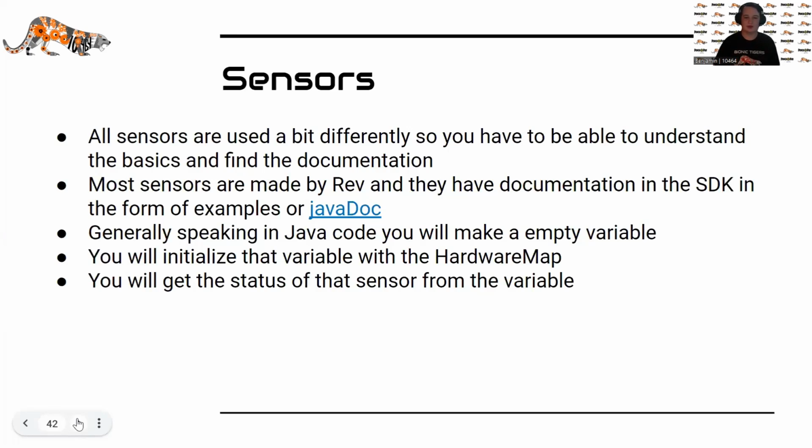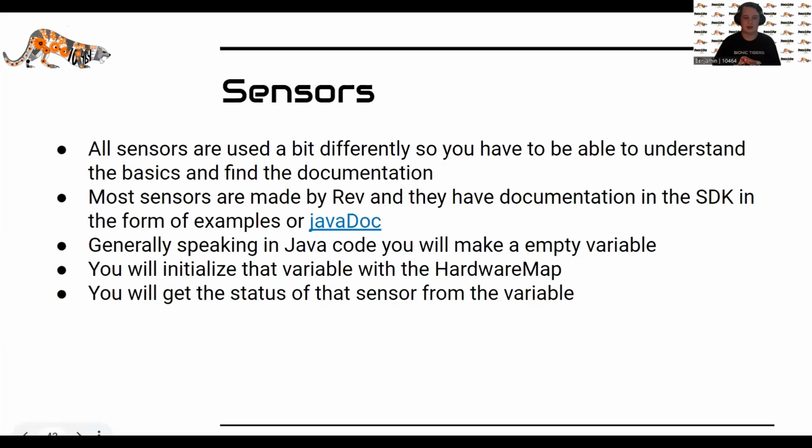Generally speaking, in Java code, you make an empty variable, and then you initialize the variable with the hardware map, just like motors and servos. And then you get the status of the sensor from the variable. So that could be a Boolean, if it's a limit switch, true or false, pressed or not. It could be a double for something like a distance sensor, for how far away something is in millimeters. But whatever you get from the sensor, it's stored as a variable. And then you can use that variable to compare stuff and run things.